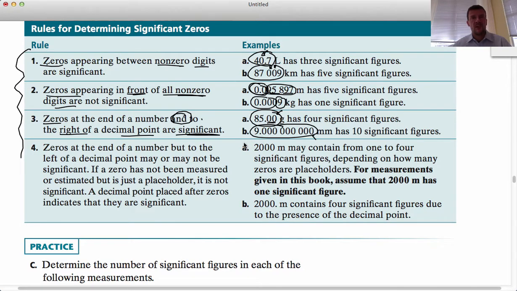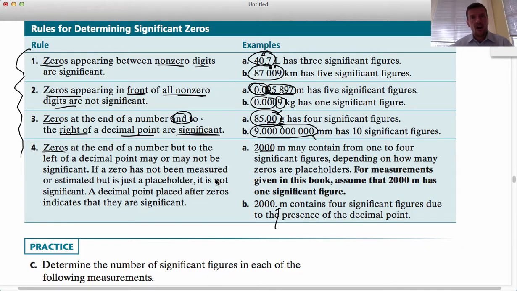All right, last rule for the zeros. If the zero is at the end of a number, and there is no decimal point, these 3 zeros right there are simply taking up space so the 2 can be in the right location. Those are not significant.